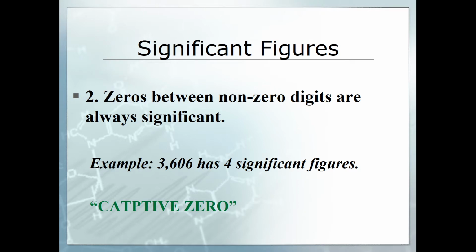Anyway, zeros between non-zero digits are always significant. So, for example, the 0 between the 6 and the 6 is significant. Also, the 3 and the two 6s are significant, and the 0 between them is significant. So the number 3,606 would have 4 significant figures.